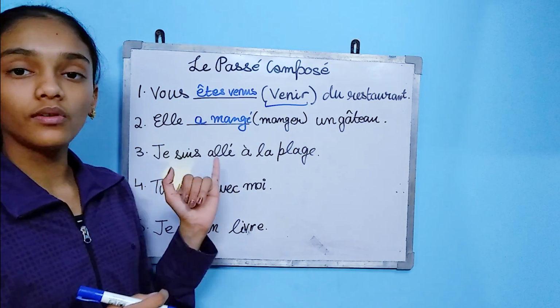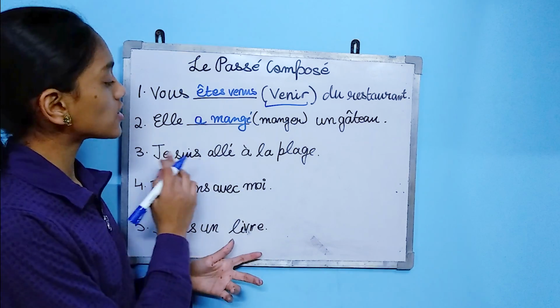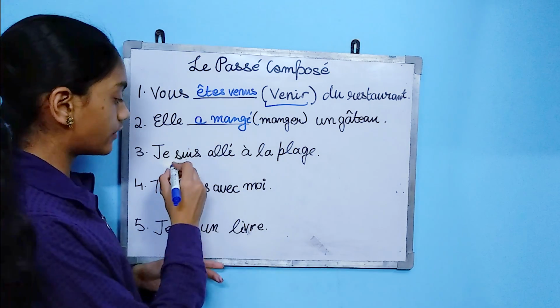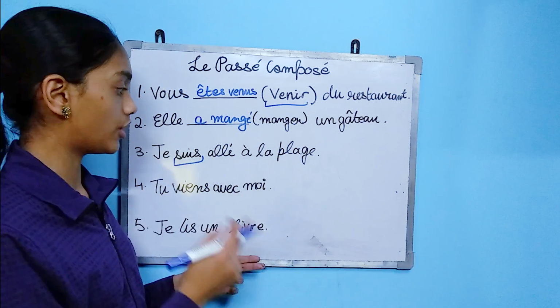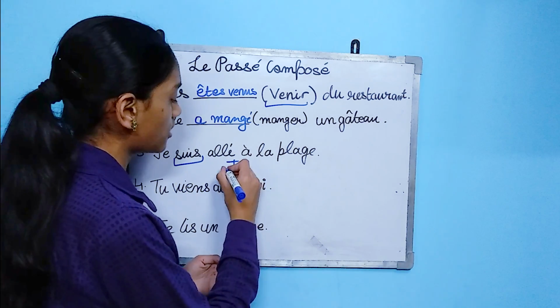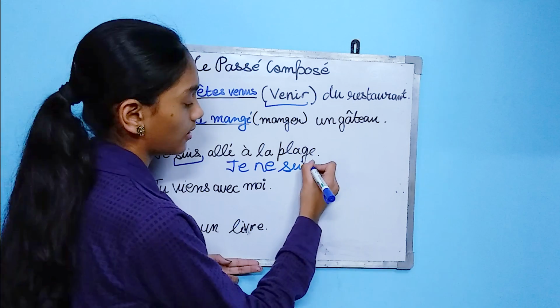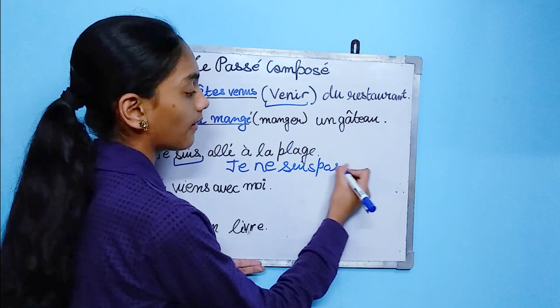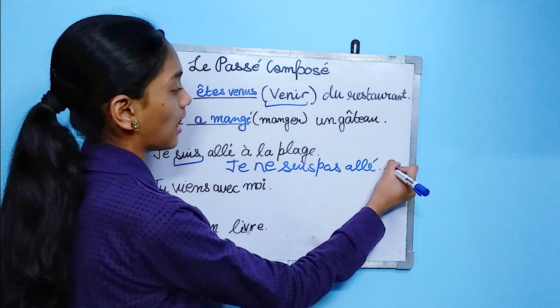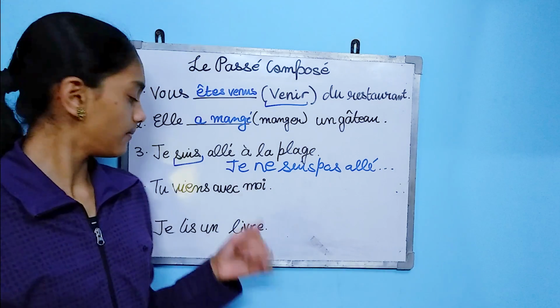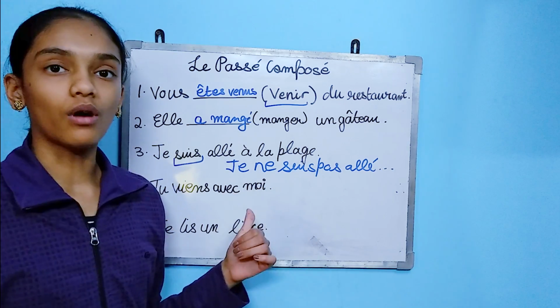Here we have to do negation. Je suis allé à la plage. Very simple. The conjugated verb suis, which is the conjugation of être, it would be je ne suis pas allé à la plage. That is the answer. Next one, tu viens avec moi.